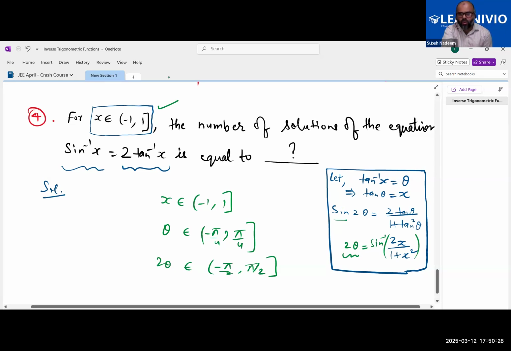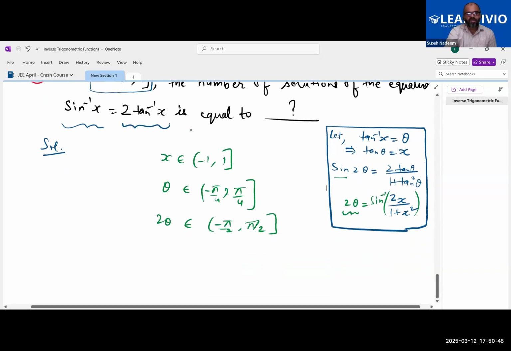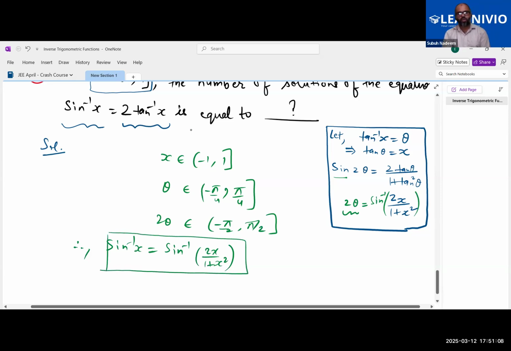So we can take sine on the right hand side as sine inverse. If this condition was not there, then you would have to make many cases. So this condition was very important. Knowingly you may not be applying it, but you should know how this condition is helping you. So sine inverse of 2 tan inverse x, which is basically 2 theta, becomes sine inverse of 2x by 1 plus x square. So sine inverse x is equal to sine inverse 2x by 1 plus x square. This is now the reduced equation, and you have to solve it now.